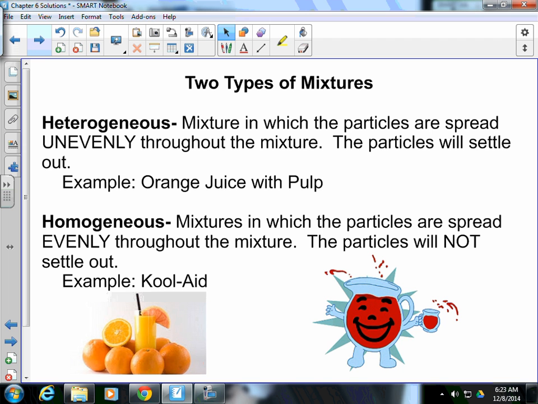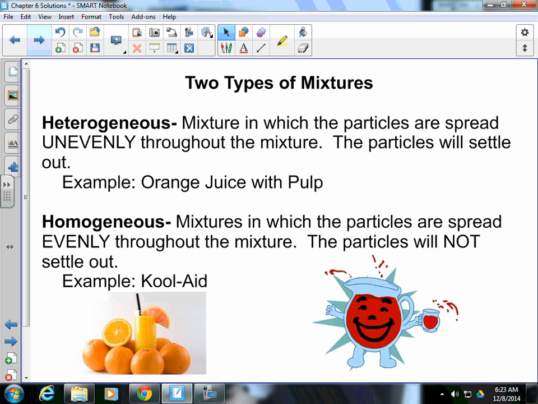mixtures can be broken down into two categories themselves, heterogeneous and homogeneous. Heterogeneous, mixtures in which the particles are spread unevenly throughout the mixture. Particles will settle out. So examples, a heterogeneous mixture is something that will settle out over time. So think of all the solutions and all the things that maybe even you eat. What are some things that given time will separate out? Right? Well, I gave the example, orange juice with pulp. How about another one? All right, milk.